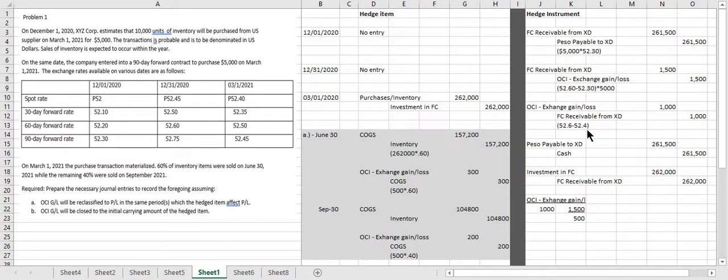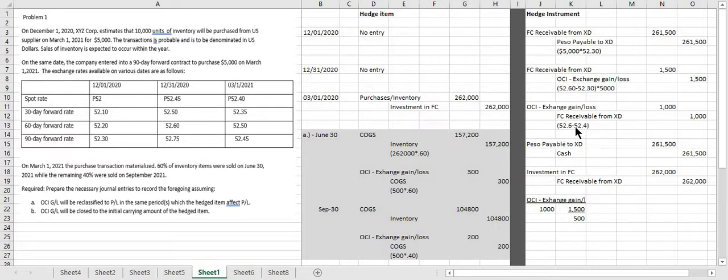Okay. So, our gain or loss is, syempre, from 52.60 on December 31, forward rate, naging 52.40. So, equal na yung ating forward rate at saka spot rate, kasi nga, wala nang remaining time yung ating forward contract. Kaya, decrease ng 0.20 yung ating value ng ating foreign currency receivable from XD.